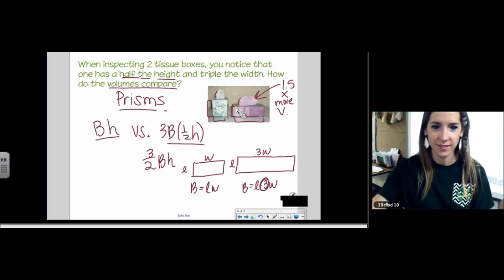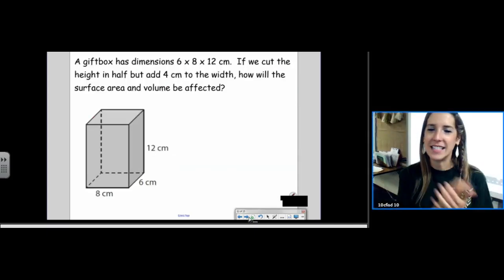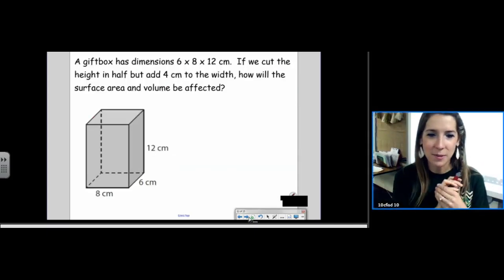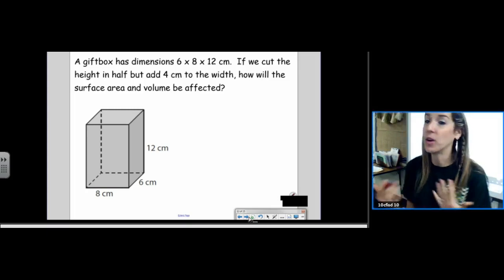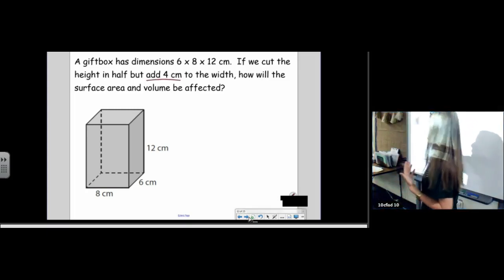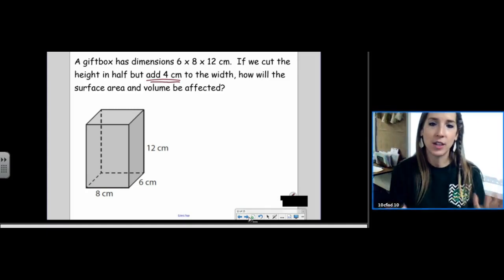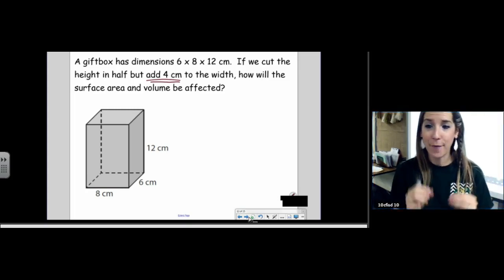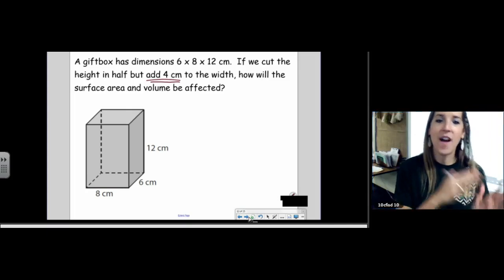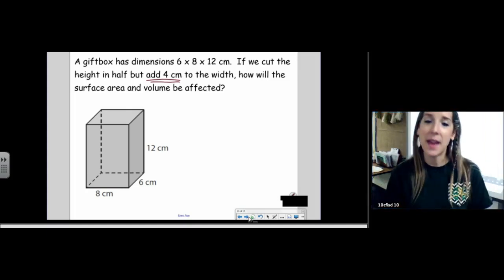Okay. A gift box has dimensions 6 by 8 by 12. If we cut the height in half, but add 4, whoa, this is new. We're not multiplying by 4, we're adding 4 to the width. How will the surface area and volume be affected? Remember, there's no shortcut. You simply have to find the surface area, find the new surface area, and compare them.